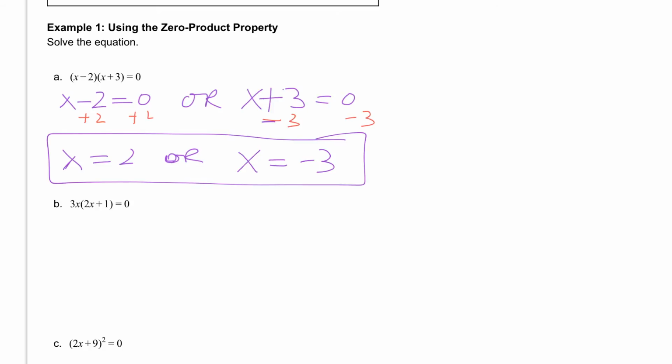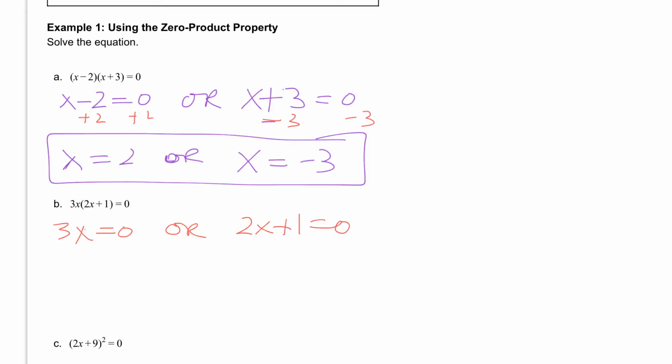Let's try another one. Let's take a look at letter B. We have 3x times 2x plus 1. Again, we're multiplying two things together. This 3x is being multiplied by the 2x plus 1. So one of these two things has to be equal to 0. So we can take 3x and set that equal to 0, or 2x plus 1 could equal 0. And then again, we solve each one separately.